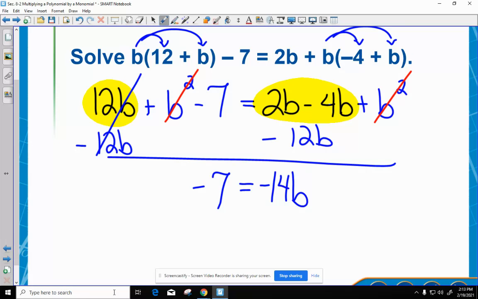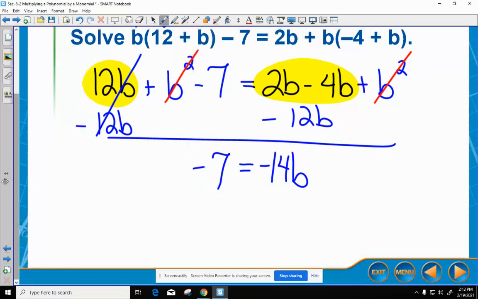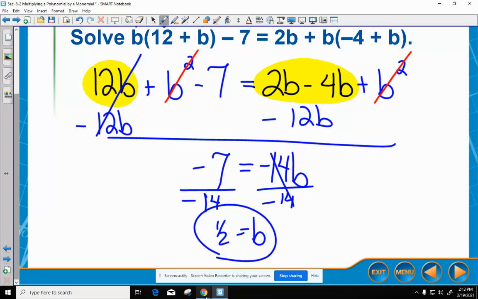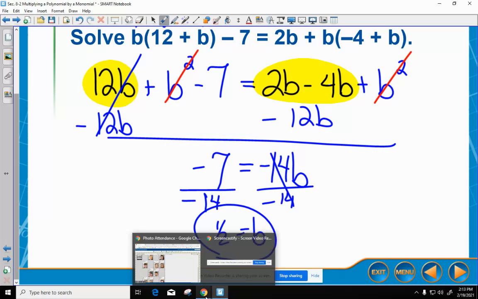And this is how I solve a linear equation. I put constants on one side, I put variables on the other, and then I isolate that variable. In this case, by dividing, right? So I divide by negative 14, and I find out that b is equal to 0.5 or 1/2. What's the hard way? What's the easy way?